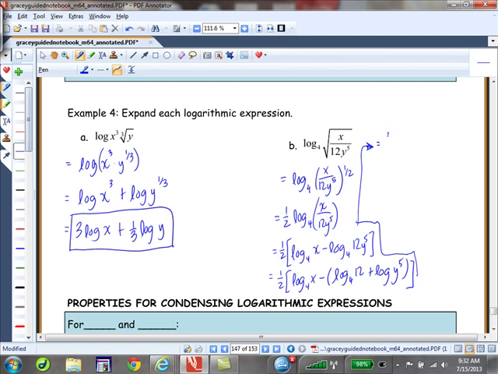So this will be 1/2 log base 4 of x minus log base 4 of 12 minus, now that 5 is going to come out front, and we'll have log base 4 of y. And we're done.